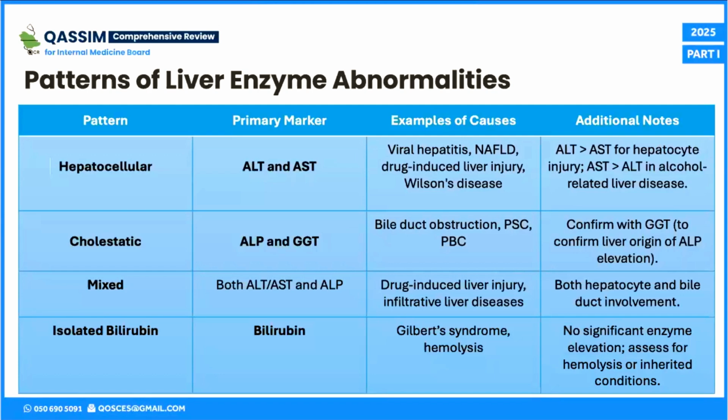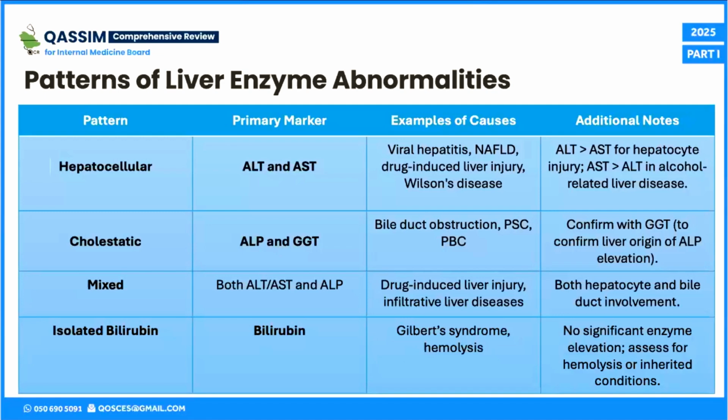ALT is more specific to the liver than AST, which can come from other sources, including skeletal muscle and heart. The ALT is more specific. So whenever you see an ALT more than the AST, you think more about liver injury. There was an observation that elevations in AST more than ALT come with alcohol-related liver disease.